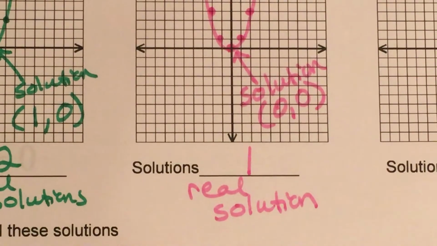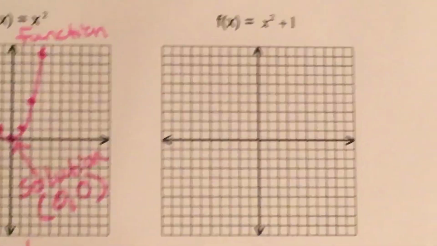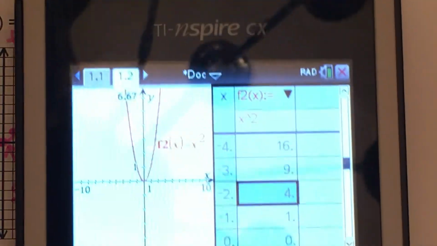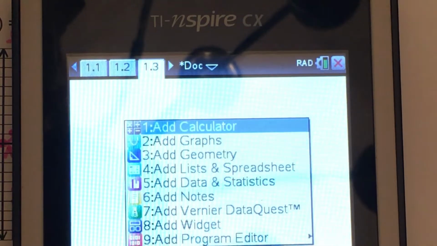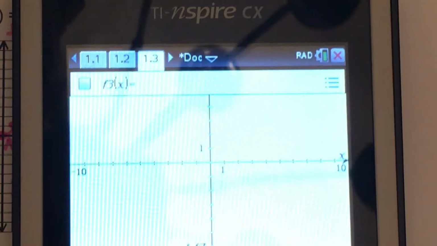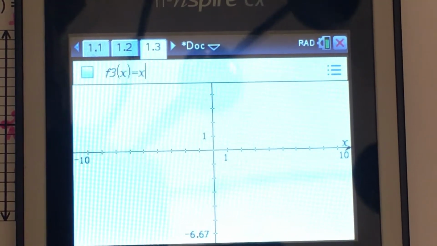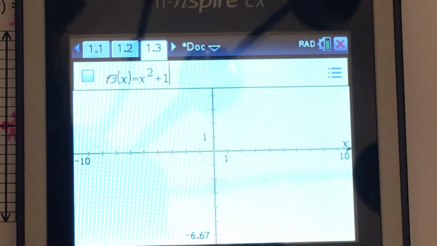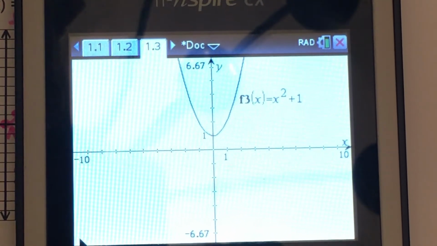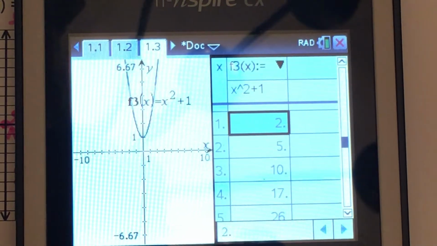All right, so let's check it out for one more graph. So here again, Control Doc, go get a graph. And this particular equation is going to be x squared plus 1. There's your graph. Let's go push Control T to look at my table.